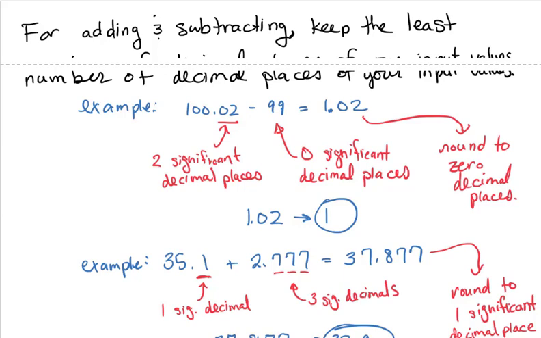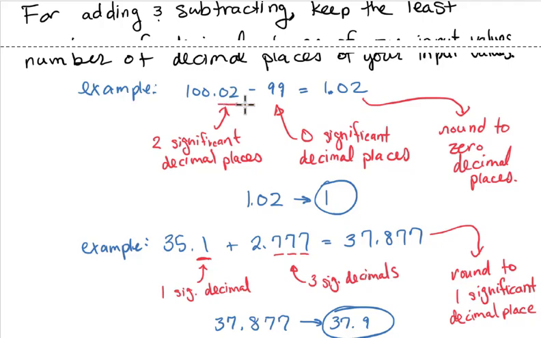For adding and subtracting, it's a little bit different. You count significant decimal places. We're going to keep the least number of decimal places of your input values. So let's do a couple examples so you can see what that means. So if I did 100.02 minus 99, on a calculator I'd get 1.02. Now I would say that this is significant to 2 decimal places, and this is significant to 0 decimal places. So which one of those is the least well known? It's the 99. So we want to round our final answer to that same number of decimal places.